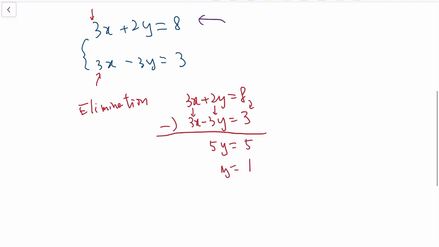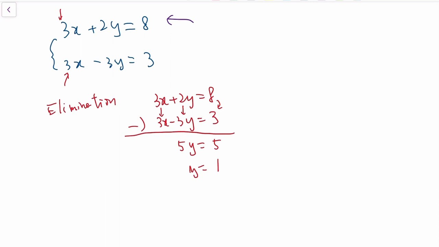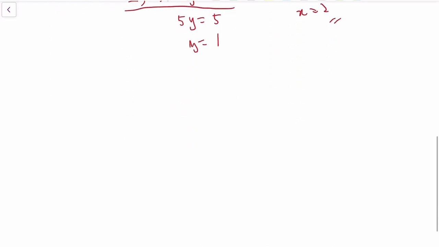So y is 1. After you know y, you can substitute y back into either one of the equations. It doesn't matter which one you choose. And so 3x is 6, x is 2. So elimination is usually faster. So let's try another one.